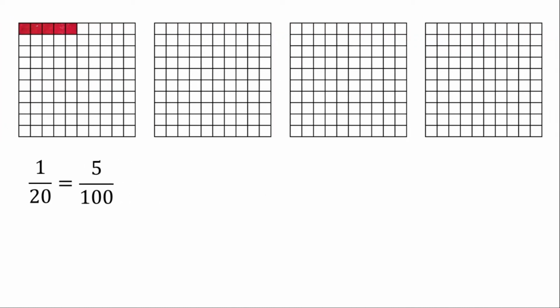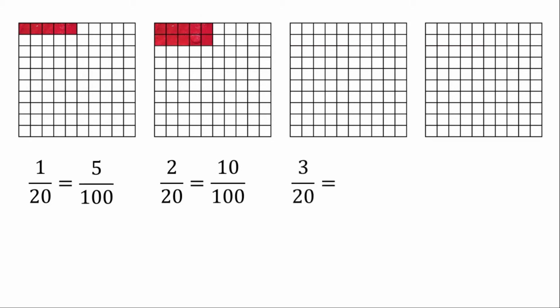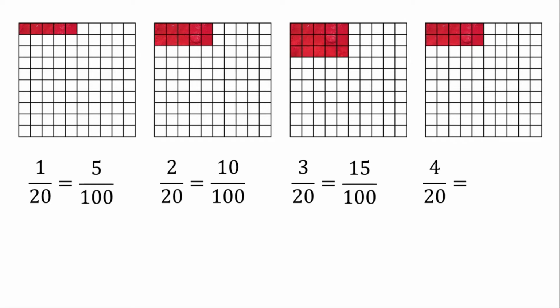And finally, let's look at 20ths. So we can see that 1/20th is 5 hundredths. So we know we're going to skip count by 5 to find the equivalent fractions for the rest of them. For example, 2/20ths would be 5, 10, 10 hundredths. Then 3/20ths would be 5, 10, 15, 15 hundredths. And finally, 4/20ths would be 5, 10, 15, 20, 20 hundredths.